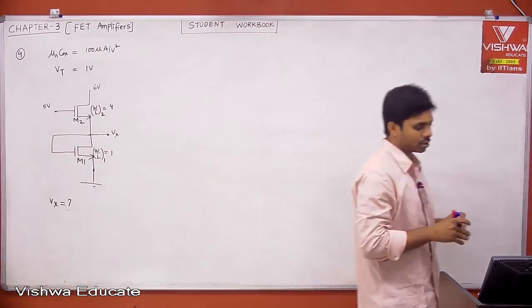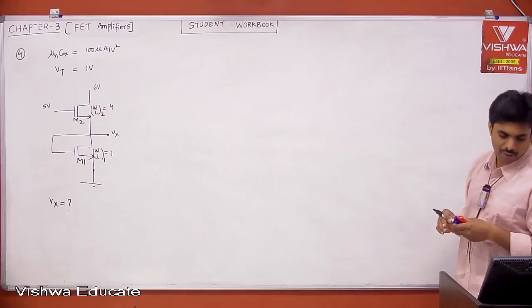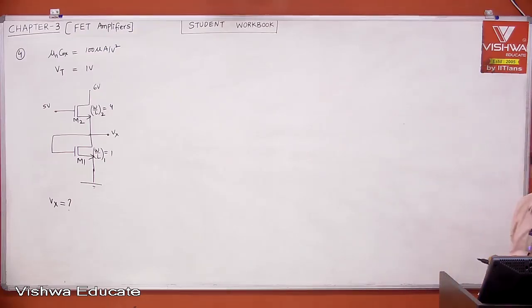Okay, this is the problem. GATE 2011, option A 1 volt, option B 2 volt, option C 3 volt, option D 3.67 volt. Now how will you solve? How will you solve?